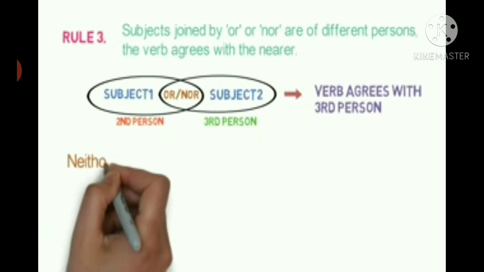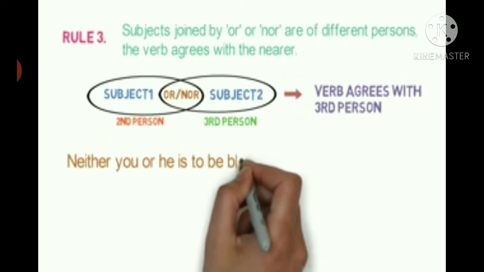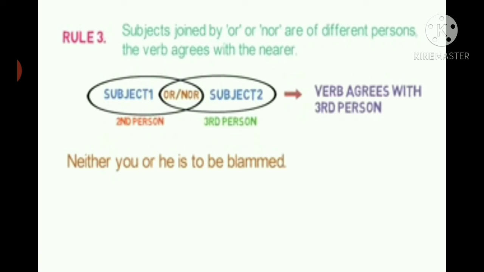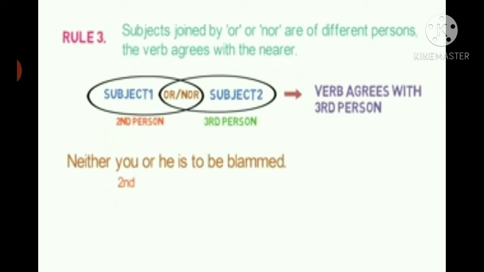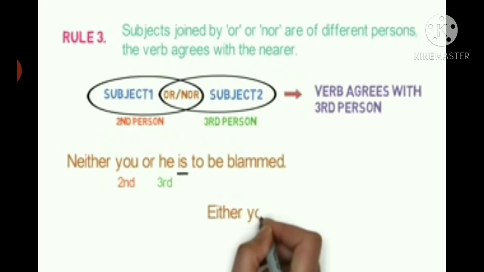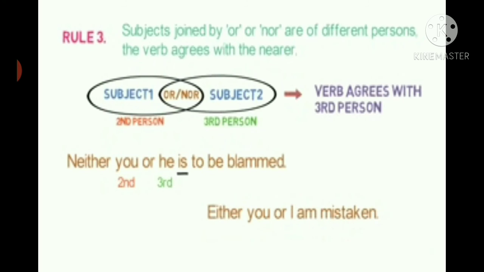Let's see with the help of an example. Neither you or he is to be blamed. Now, over here, the verb is agreeing with the third person. You or he. You, second person, and he, third person. So now over here, the third person is important, and then too it is singular in number. That is why singular verb.